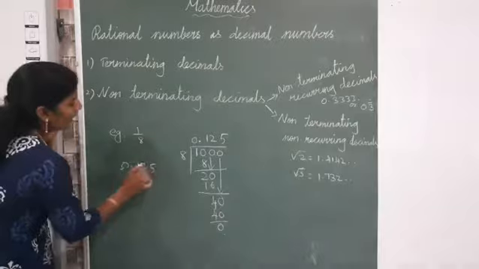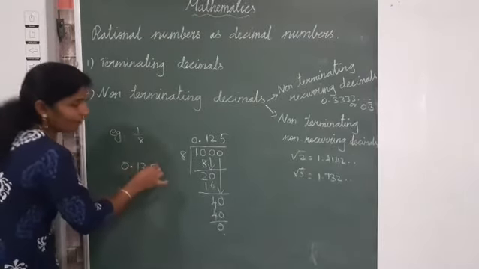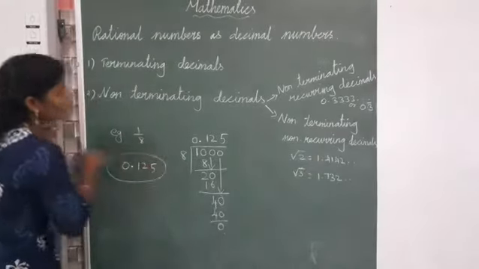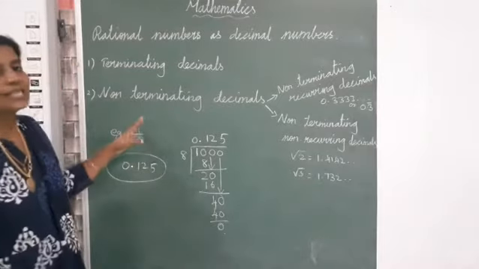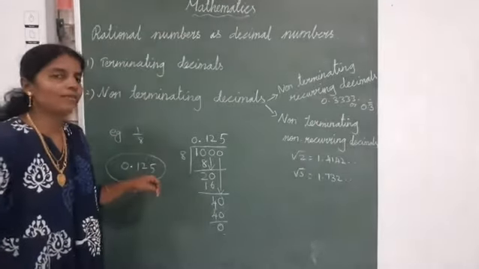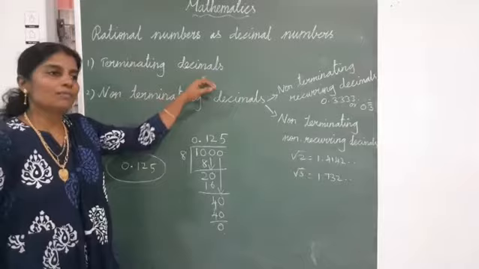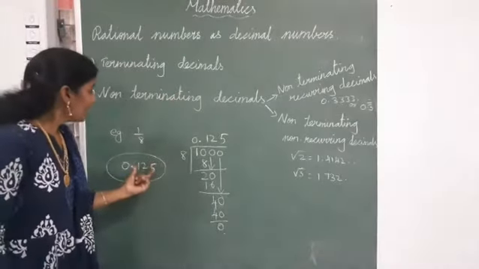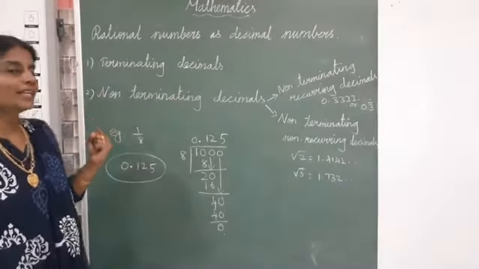Okay, a finite number of digits after the decimal point are called a terminating decimal. Now here, after the point 125, a finite number of digits. So we can say this 1 by 8 is a terminating decimal. 0.125 is a terminating decimal. After the point, here a finite number of digits.